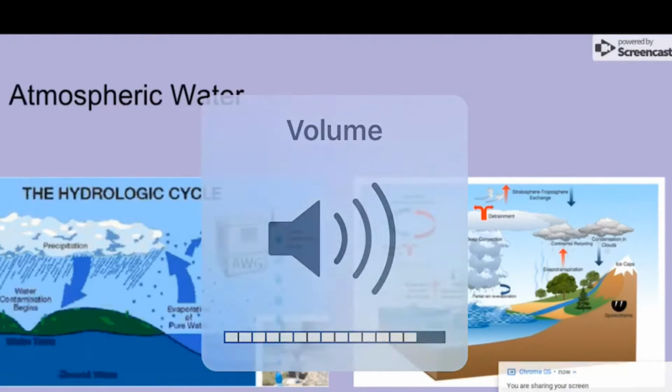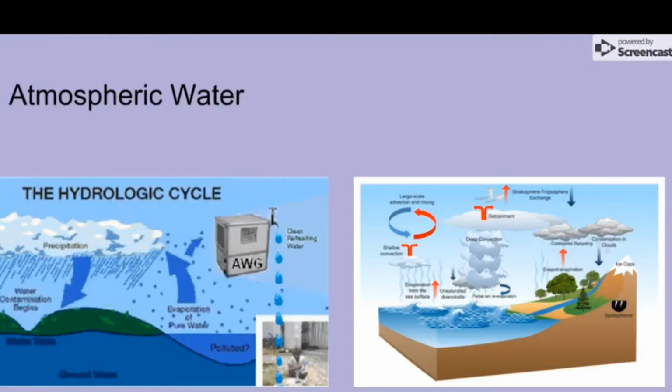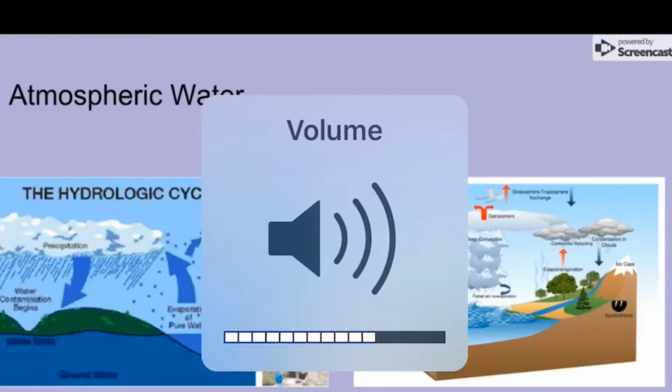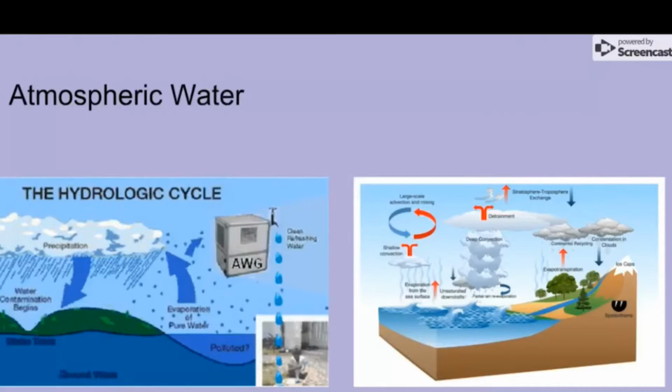So, first word is atmospheric water, and that's basically something that extracts water from humid air. Water vapor in the air can be extracted by condensation. It can cool the air below its dew point, or pressurize the air.